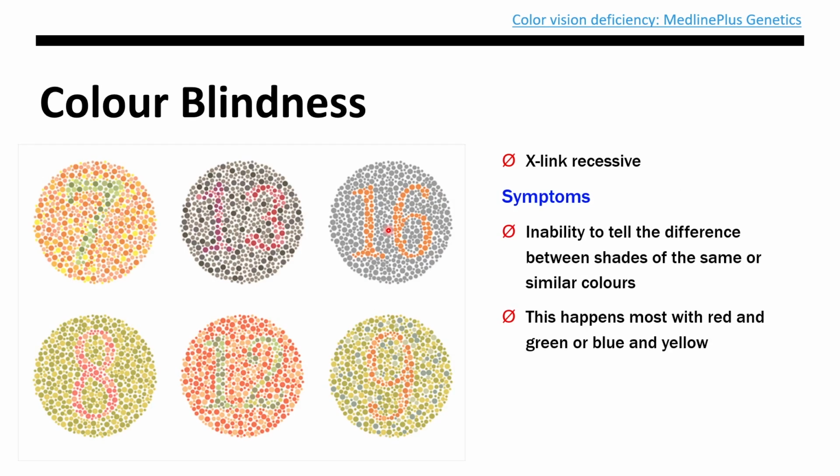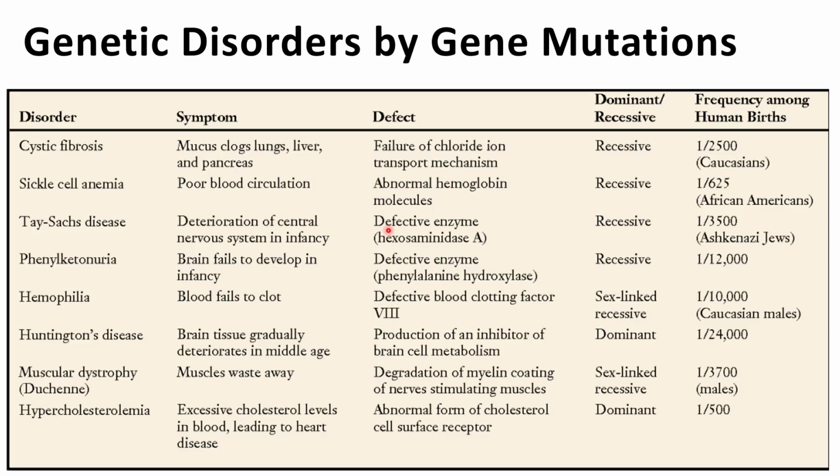Another one is color blindness. Why is color blindness so important? You cannot get a driver's license if you have color blindness. What is known as color blindness? You cannot differentiate between red, green and blue colors. Mostly you cannot differentiate between these colors. So this is also X-linked recessive. If you are a boy, you are at high risk if your family has these changes. So these are some of the examples of genetic disorders. You can look at it later.